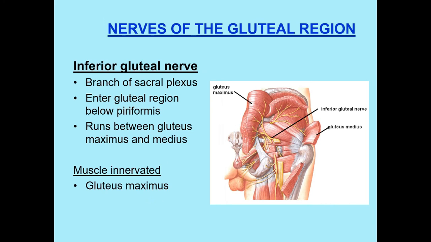Inferior gluteal nerve is a branch of the sacral plexus. Enters the gluteal region below the piriformis. Runs between gluteus maximus and medius muscle. Muscle innervated by this nerve is gluteus maximus.